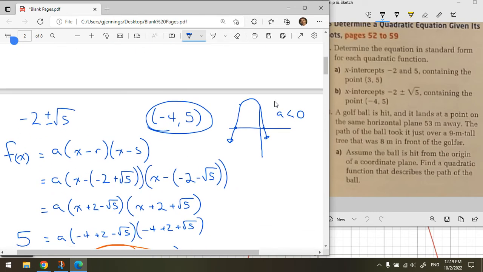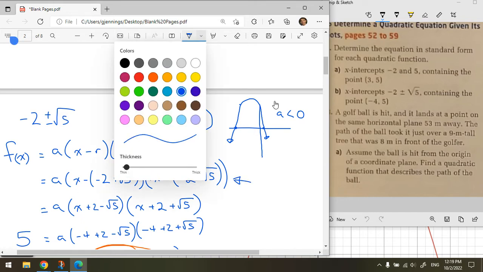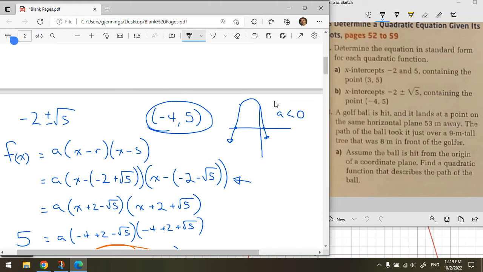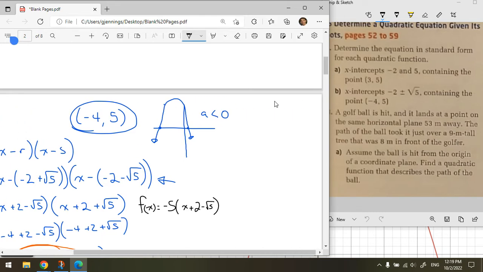So that tells me my function. I'll just use a different color so you can see it real clear when I write my answer. Therefore, f of x is equal to -5 multiplied by x plus 2 minus root 5, multiplied by x plus 2 plus root 5. That's our function, and we're done.